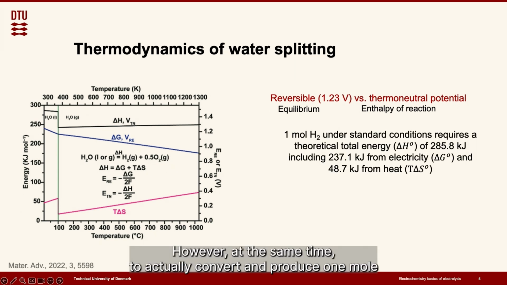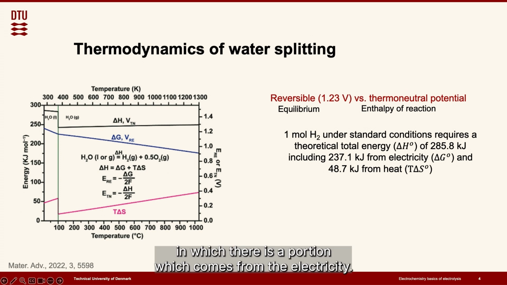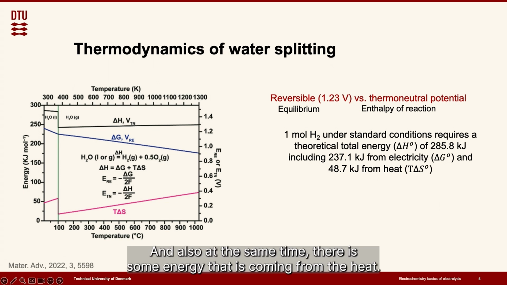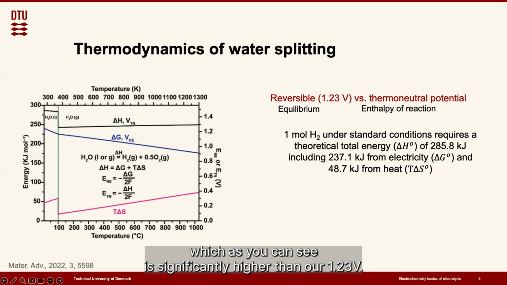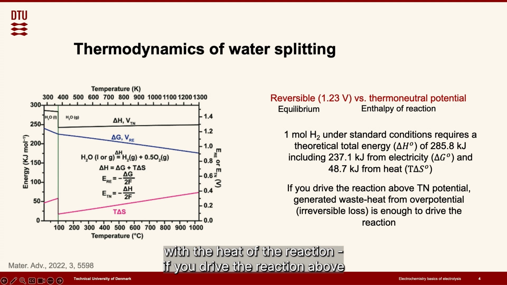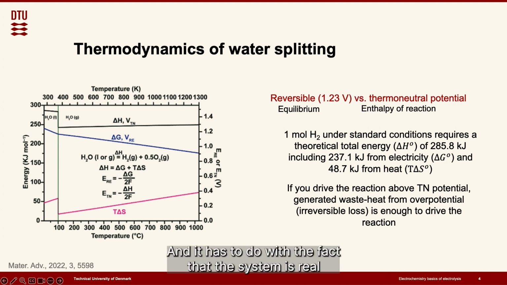However, at the same time, to actually convert and produce 1 mole of hydrogen under standard conditions, it requires a total energy of roughly 285 kilojoules, in which there is a portion which comes from the electricity, so our delta G, and also some energy that is coming from heat. So if we look at the black curve, that would be our thermoneutral potential, which, as you can see, is significantly higher than our 1.23 volts. In reality, because we do have some losses associated with the heat of the reaction, if you drive the reaction above the thermoneutral potential, the waste heat generated from the overpotential is actually something that would help us to drive the reaction. And it has to do with the fact that the system is real and it does not behave as it would in the ideal case.